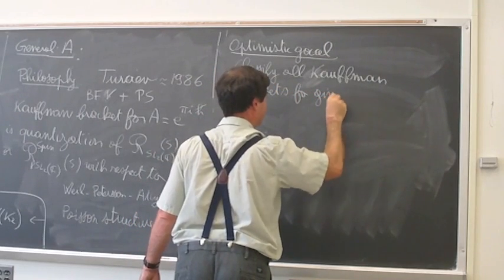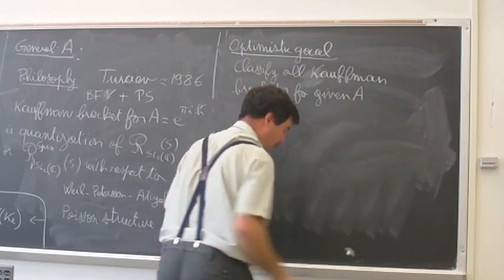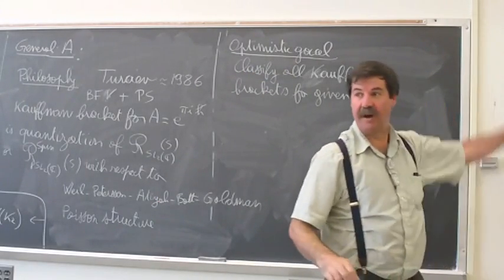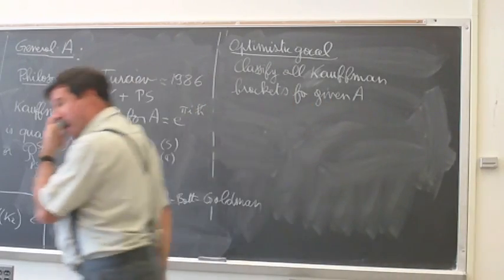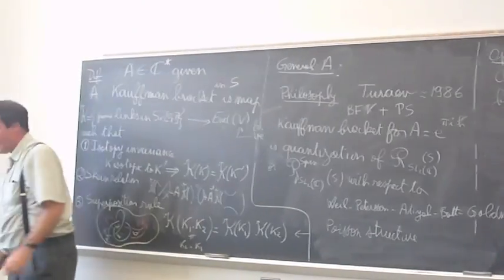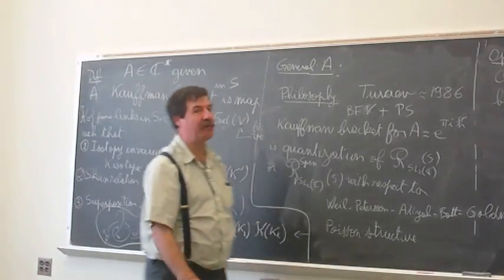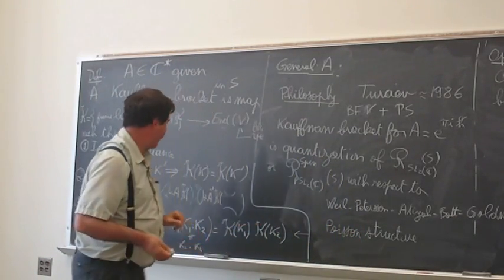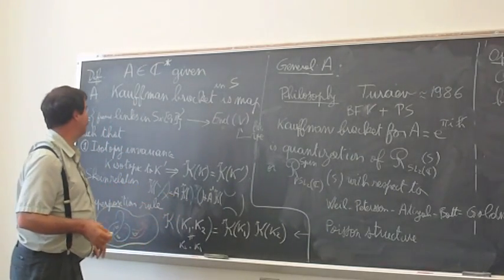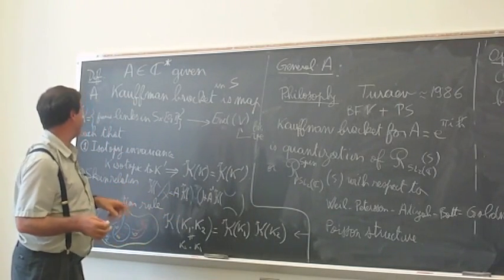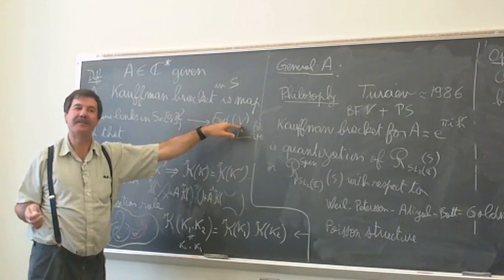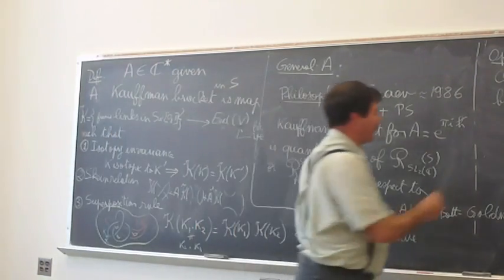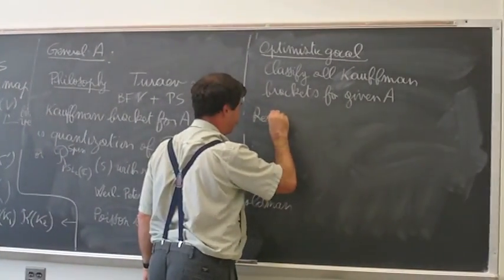For a given A. Okay, so for instance, for A equal plus or minus 1, this theorem here tells you how to find them, how many there are. Right? And for a general A, if A is not a root of unity, it's also relatively easy, because you play a little bit with the skein relation and you find that essentially there is no way you're going to get a finite dimensional vector space. So actually you need A to be a root of unity. So I'm going to restrict attention.